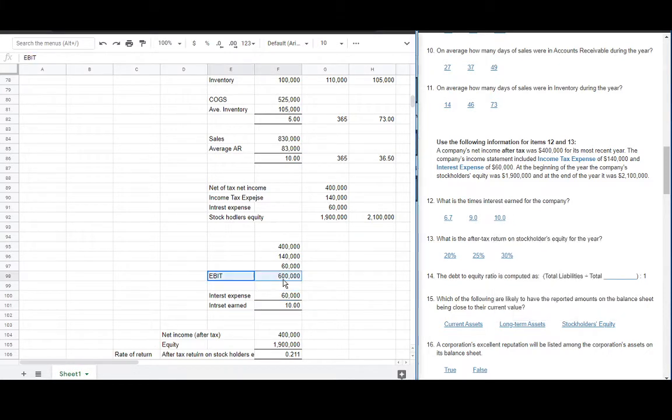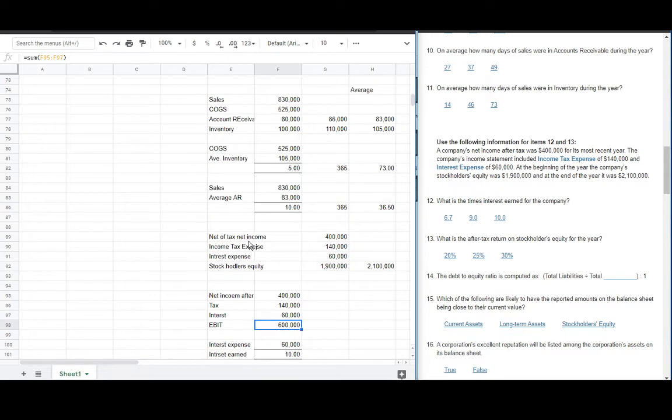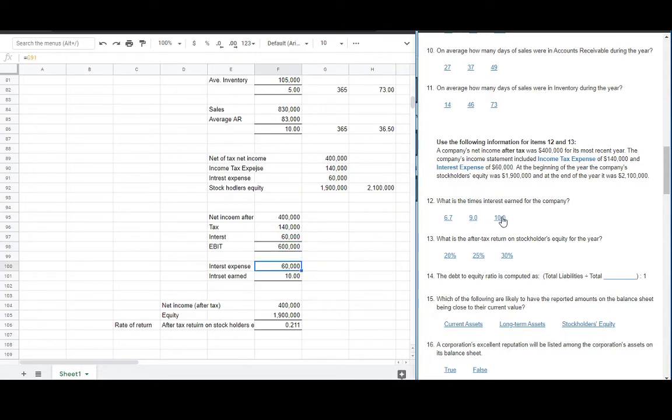And so how do we get the EBIT? First, we get the net income after tax and we add back the tax expense and the interest expense. So we get the gross amount of 600,000. And divided by 60, we get 10. Correct?